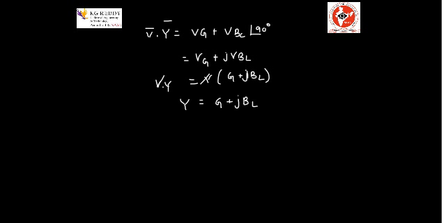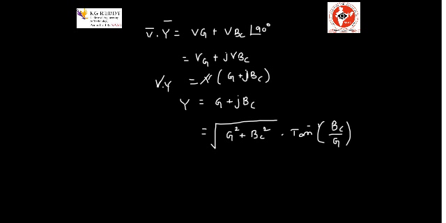Now for this, if I want to calculate the magnitude, I take the square root of G square plus BC square, and the angle is tan inverse of BC by G. Sorry, this is capacitor, right? We take it as C. Make a correction: this is C, and this is also C. So this is the magnitude as well as the angle.